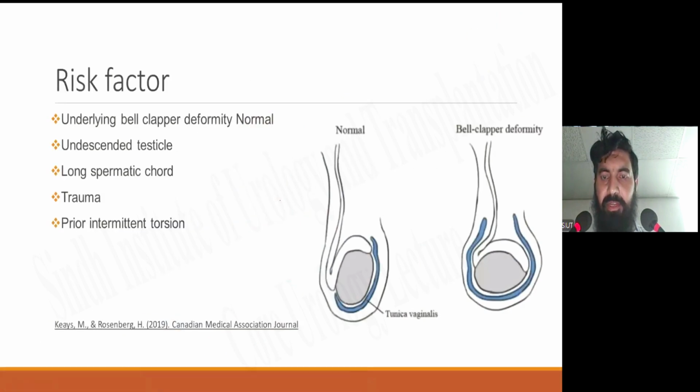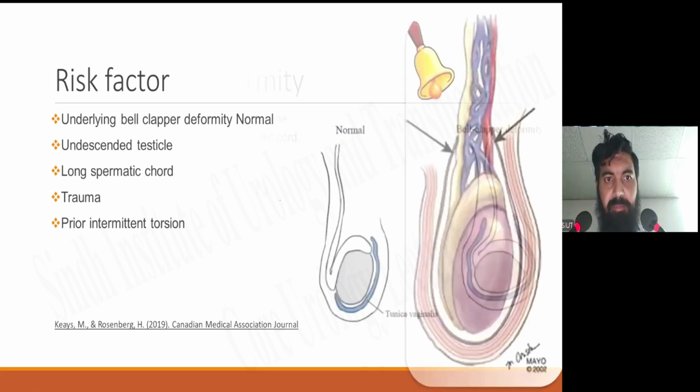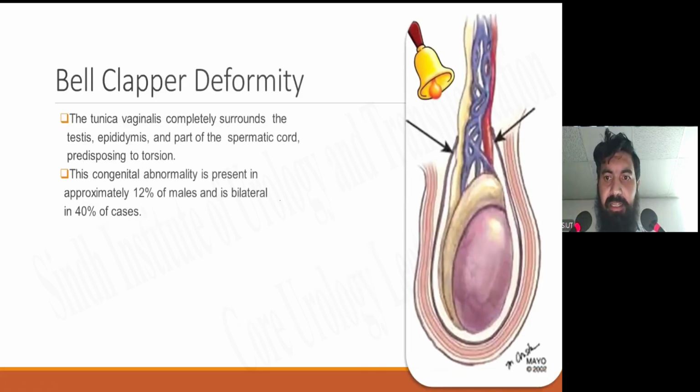Risk factors of testicular torsion are underlying bell clapper deformity, undescended testes, long spermatic cord, trauma, and prior history of testicular torsion. This is the bell clapper deformity. In this deformity, the tunica vaginalis completely surrounds the testis, epididymis, and part of the spermatic cord, predisposing to torsion.